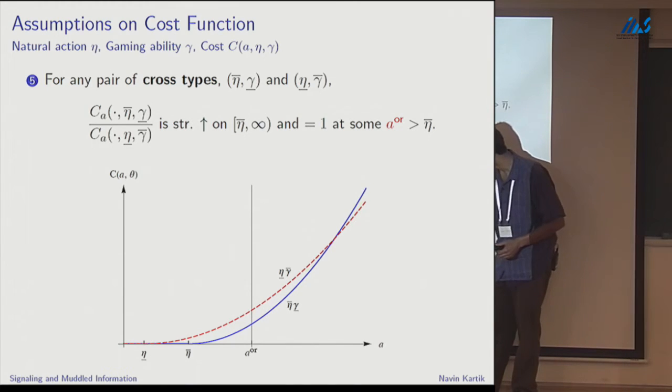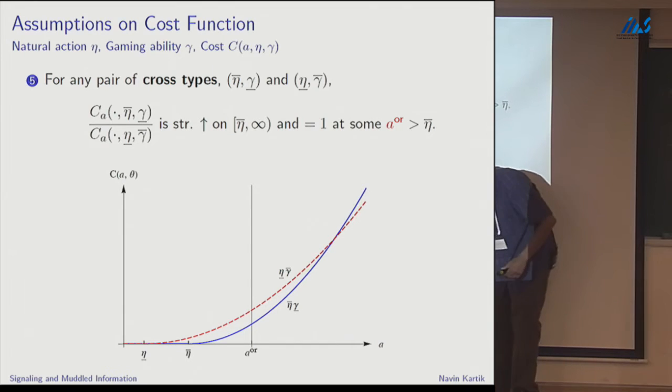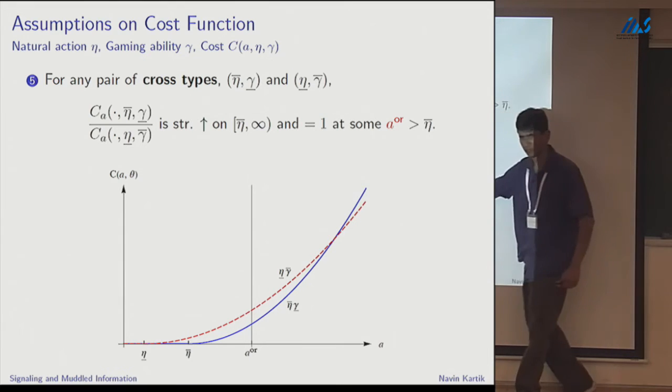This is now cross types: higher natural action and lower gaming ability than this type. For the type with the higher natural action, the marginal cost starts out being lower than for the type with the lower natural action. For both of them, these marginal costs are increasing, so both of them have convex costs. However, this one is increasing faster than for the lower natural action type. And then eventually at this point, A_OR, the slopes are the same. Of course, the ratio keeps increasing above that. That's what's being depicted here.